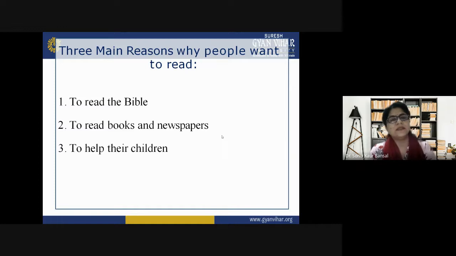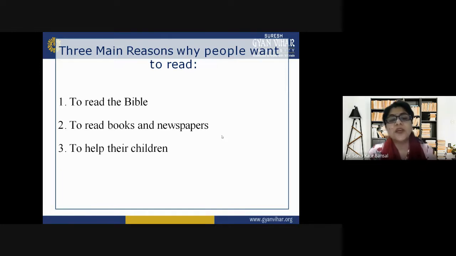Now, after understanding the stages of reading from 0 to 18 plus age, we have seen many different characteristics of reading stages. Now, here we have to see three main reasons why people want to read. Why do we want to read? This question comes to mind, and the answers may be to read the Bible, which belongs to the holy books. Maybe you want to read your own holy books, or your favorite scriptures, mythological books, and that's why you want to read.